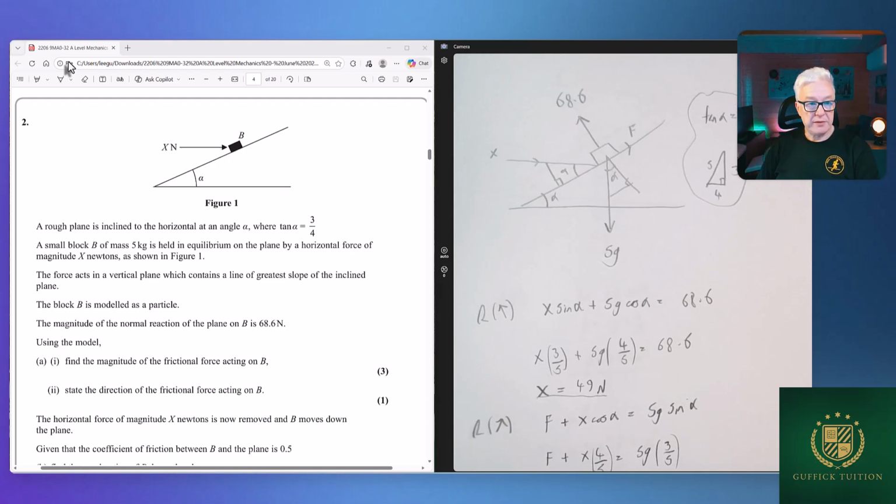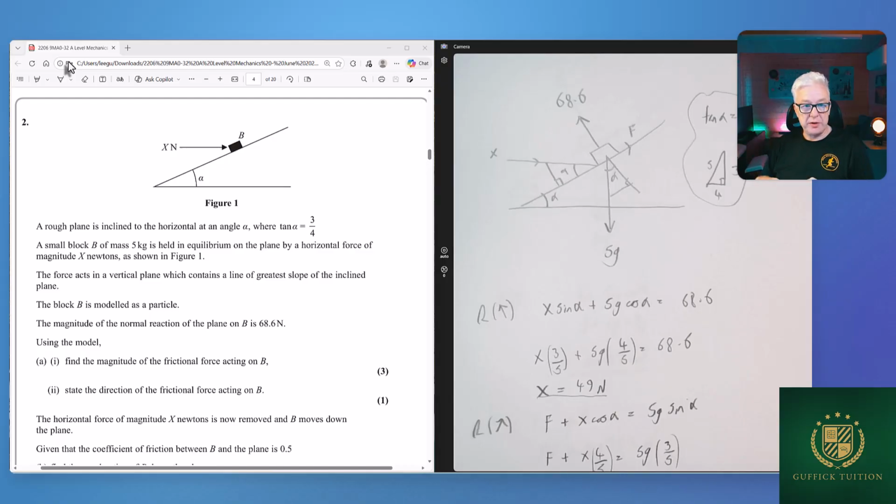Hello everyone, we've got a nice forces on an inclined plane question here. So it says a rough plane is inclined to the horizontal at an angle of alpha, where tan alpha is equal to 3/4. A small block B of mass 5 kilograms is held in equilibrium on the plane by a force of magnitude x newtons, as shown in figure 1.